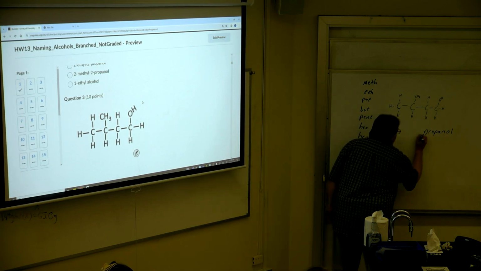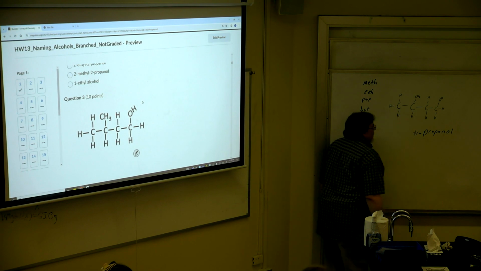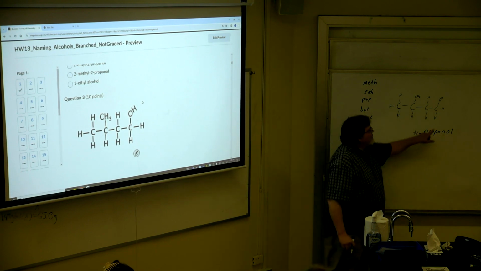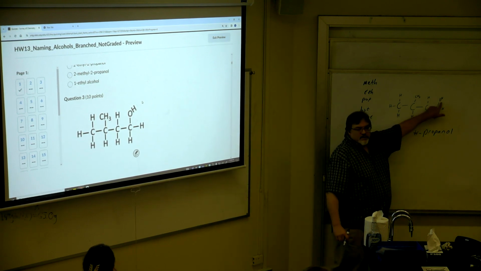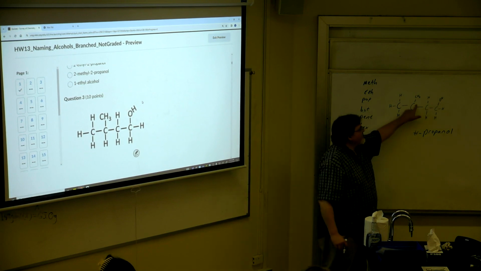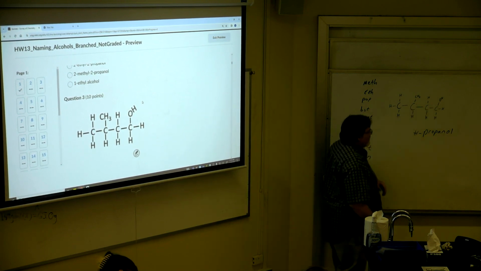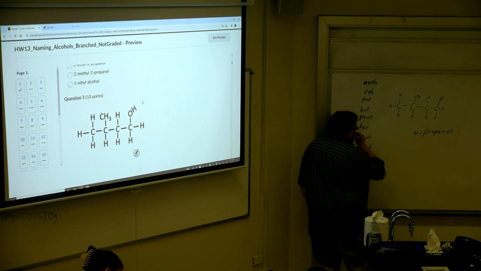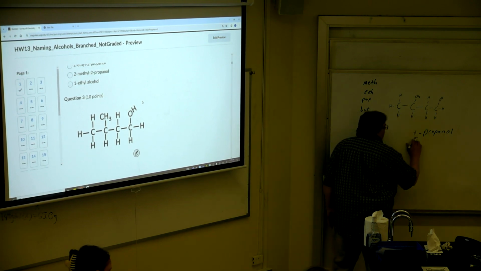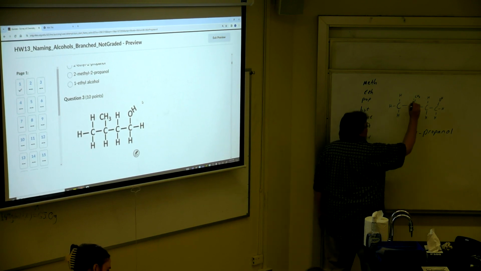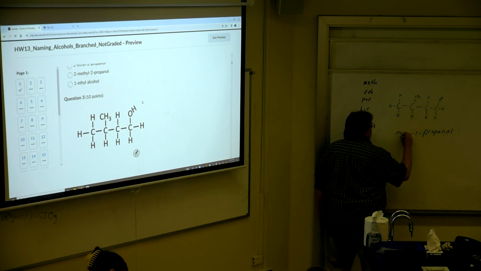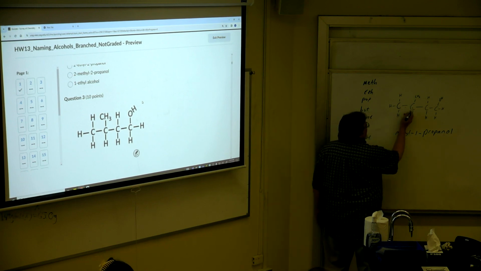So this number that we're going to put here, we're going to keep it the lowest in reference to this, not in reference to this. Actually, it's going to be 2 either way, but the next example will make this more obvious. So this is going to be 1 propanol. And we have methyl here. But we're not going to call that 2-methyl.